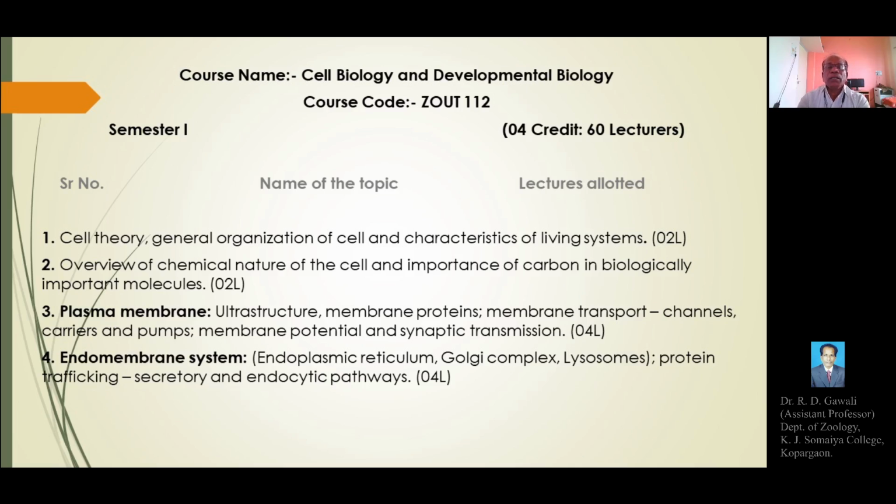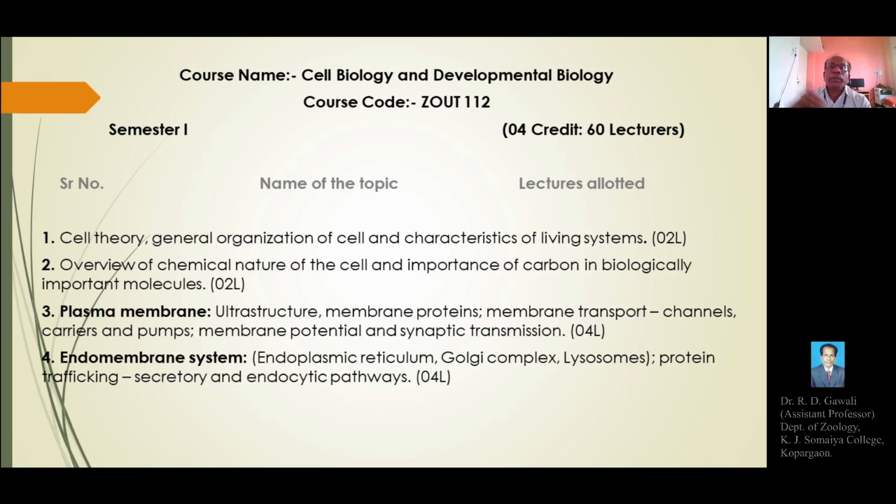So in the ultrastructure, there are membrane proteins. Membrane proteins are either in the form of structural proteins or carrier proteins, that is either extrinsic or intrinsic proteins. Then membrane transport channels. These are also composed of proteins. These might be the perforations. In this case, the transport of biomolecules may occur directly through the perforations or the passages or the channels, which are again composed of proteins.